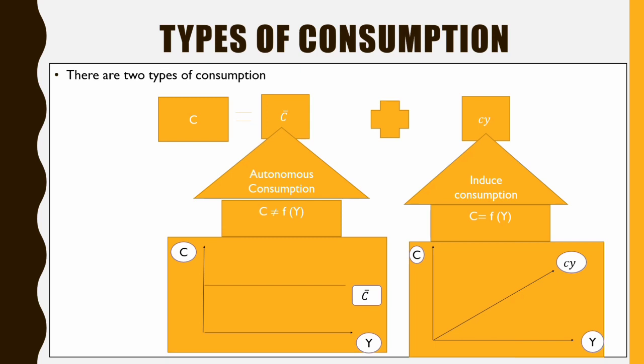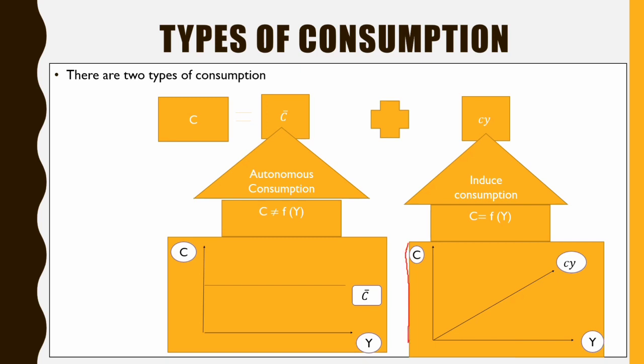Next we will move towards induced consumption. Induced consumption is the type of consumption that is dependent on the level of disposable personal income, or that varies with the level of disposable personal income. So we can write it as consumption being a function of income. Here when income is zero, consumption is zero. When income increases, consumption increases. When income decreases, consumption decreases. That type of consumption is induced consumption, and we have derived this induced consumption in this diagram.